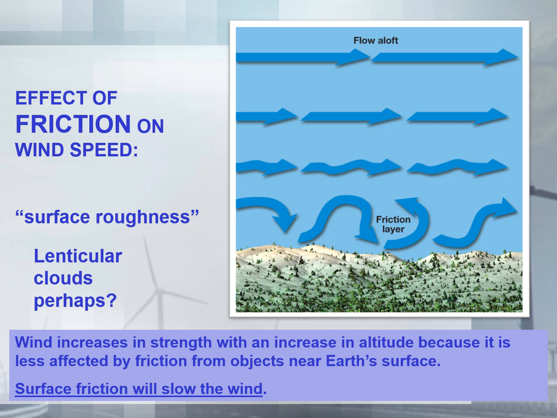And we have a question there, lenticular clouds, perhaps, I think in chapter 5. Whatever chapter we did the clouds, I think it was chapter 5. There was a slide with an image of lenticular clouds that look like flying saucers, and they tend to form on the leeward side of mountain ranges, and it's going to have something to do with how friction affects wind speed.